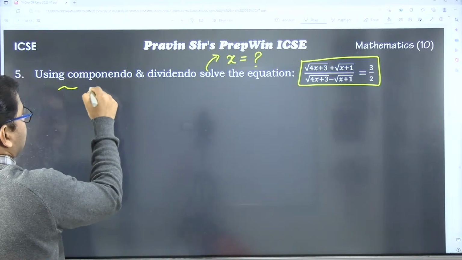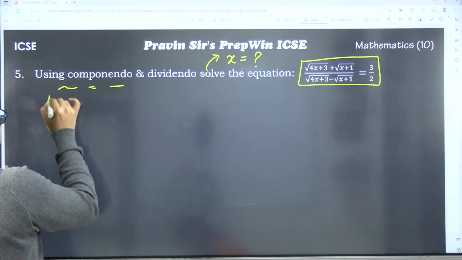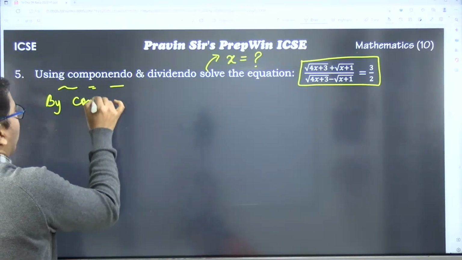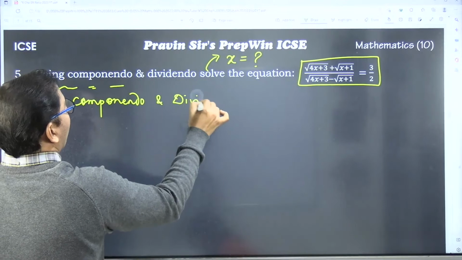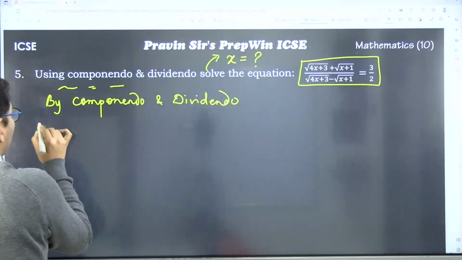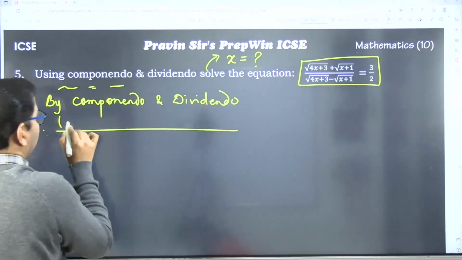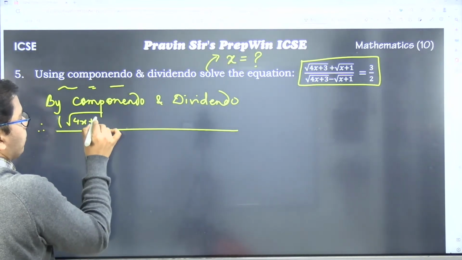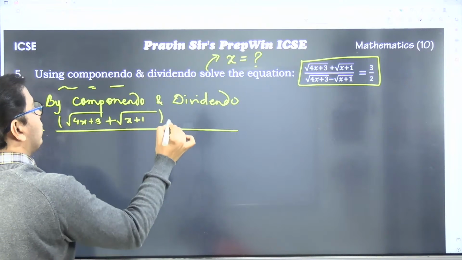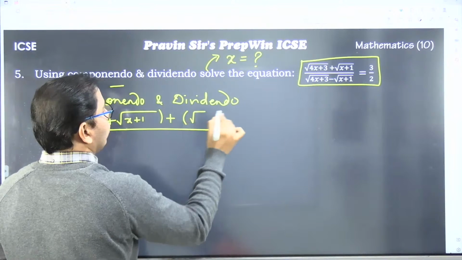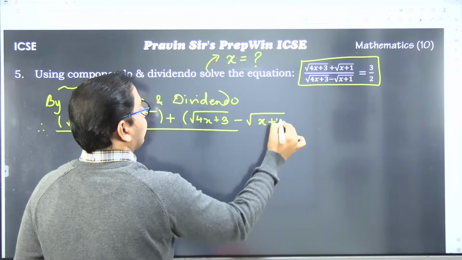Please write your question. LHS is equal to RHS. Please start with the question. Then use a property. By what? Componendo and dividendo. What will happen? Numerator plus denominator upon numerator minus denominator. Numerator is under root 4x plus 3 plus under root x plus 1. Numerator plus denominator. What is the denominator? Root 4x plus 3 minus root x plus 1.